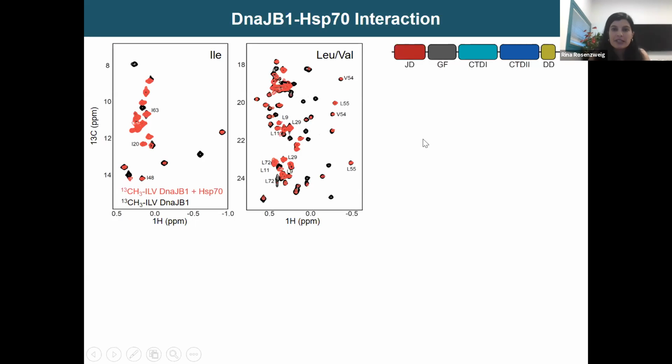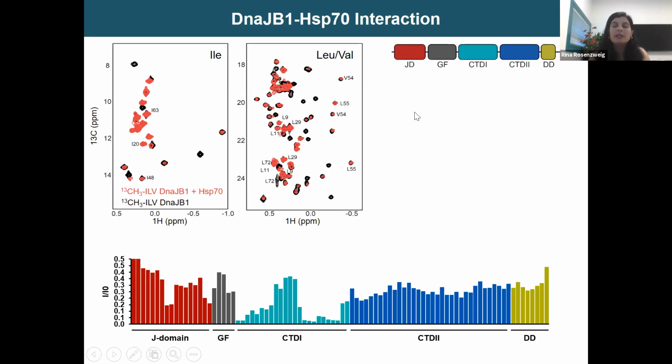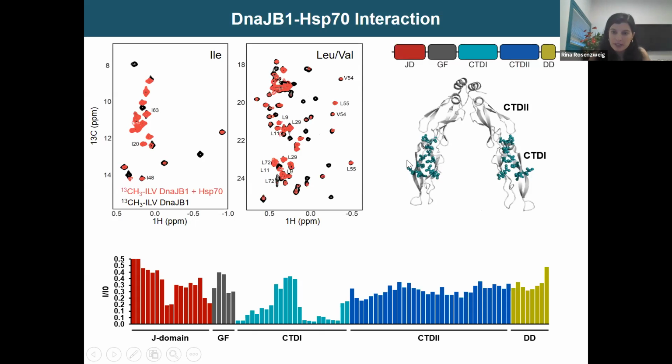And once we obtained full assignments for DNAJB1, we could map the interaction. First of all, we see binding to the J domain, but we also saw a new interaction, binding of HSP70 to the C-terminal domain 1 of DNAJB1, which is the substrate binding domain. C-terminal domain 1, the cyan residues here. So not only was the GF inhibition lifted, we also saw by NMR that we have two binding sites, one expected at the J domain and another new one in the CTD1 region.